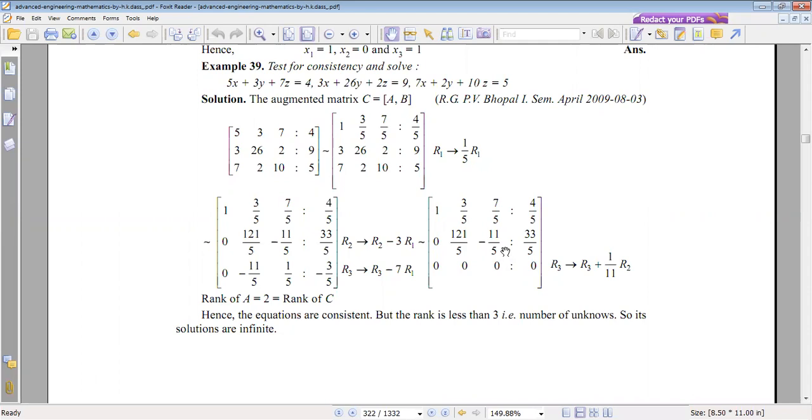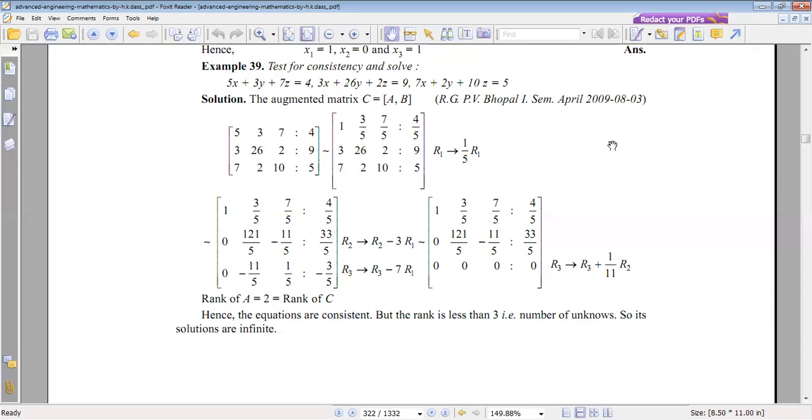Here, how many non-zero rows are there? 2 non-zero rows are there. So the rank of A is equal to 2. And the whole matrix is the augmented matrix C. Now here, how many non-zero rows are there? Sorry, 2 non-zero rows are there. That means the rank of A is equal to 2, and the rank of the augmented matrix is also equal to 2.